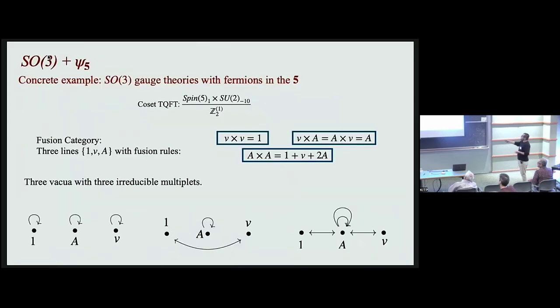So one such example is SO(3) gauge theory with fermions in the 5. Again, the non-simply connectedness comes from the fact that I want to study a single universe. So I gauge by a common C2 symmetry. And I find at the boundary a fusion category that basically has a C2 symmetry, but an additional line that has this interesting fusion rule. Good.